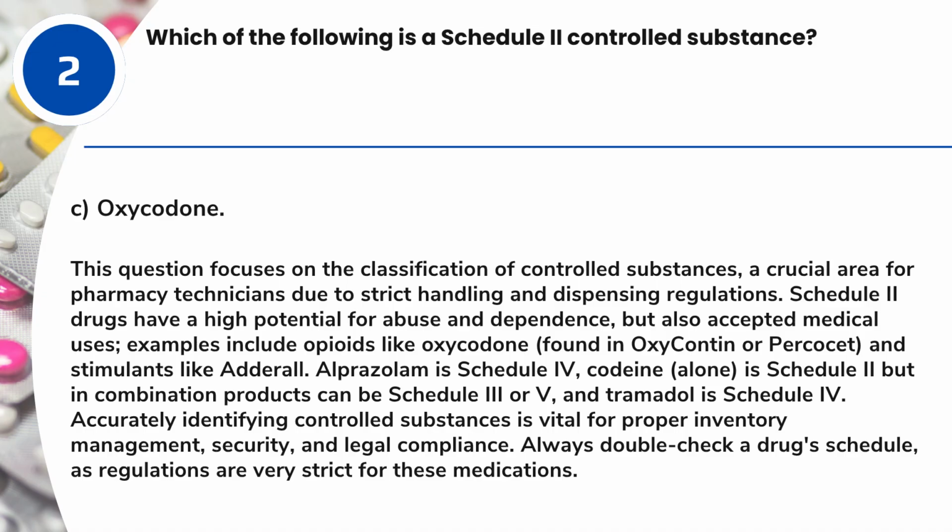Alprazolam is Schedule IV, codeine, alone, is Schedule II but in combination products can be Schedule III or V, and tramadol is Schedule IV. Accurately identifying controlled substances is vital for proper inventory management, security, and legal compliance. Always double-check a drug schedule, as regulations are very strict for these medications.